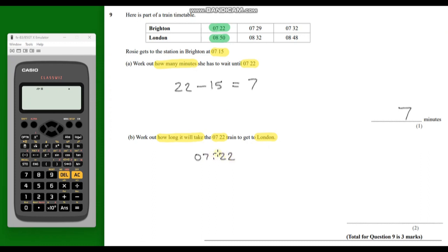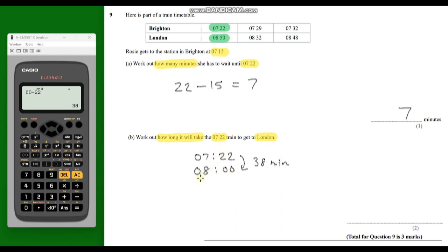Now, the way I like to do this is, first of all, how long did it take to get to 08:00? So 8 o'clock. So to go from 7:22 to 8 o'clock, how long does that take? Well, there are 60 minutes in an hour. So we just need to do 60 minus 22. And that gives us 38. So it takes 38 minutes to get to 8 o'clock.